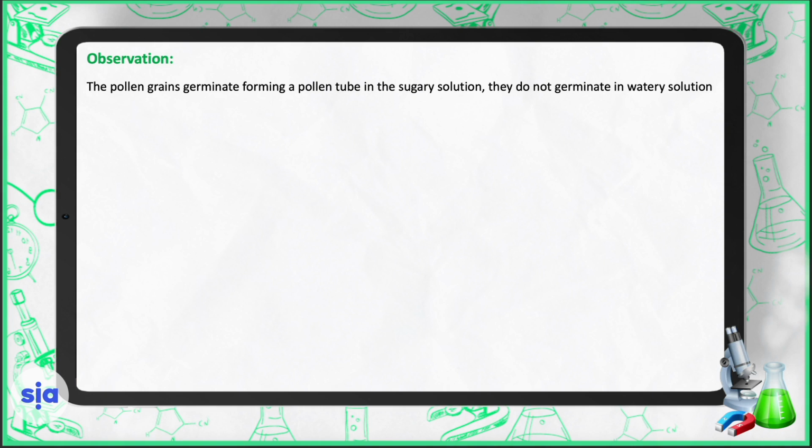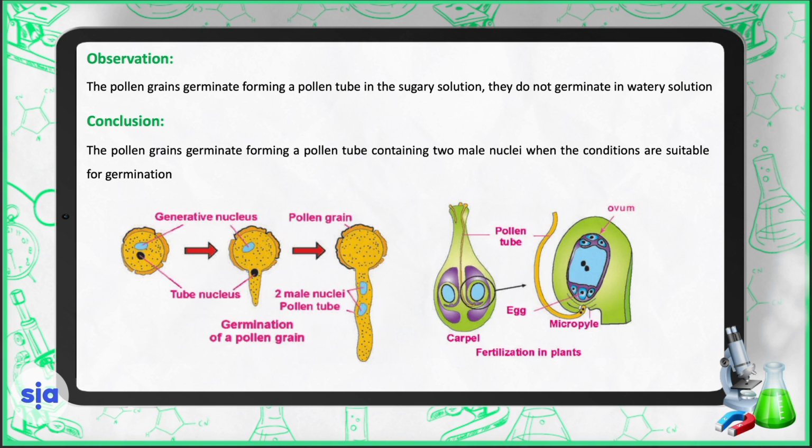What you will observe is that the pollen grains germinate, forming a pollen tube in the sugary solution. They do not germinate in watery solution. As a conclusion, the pollen grains germinate, forming a pollen tube. This is a pollen tube, and it contains 2 male nuclei. When the conditions are suitable, they germinate. So they germinate when there are nutrients, as in a sugary solution. But when there is only water, they will not germinate.